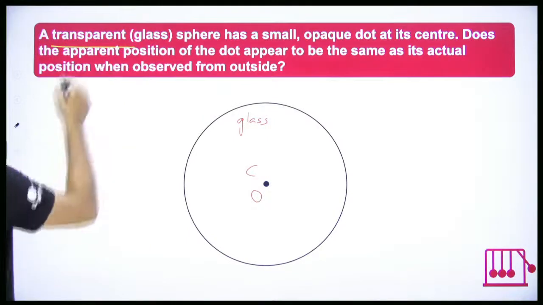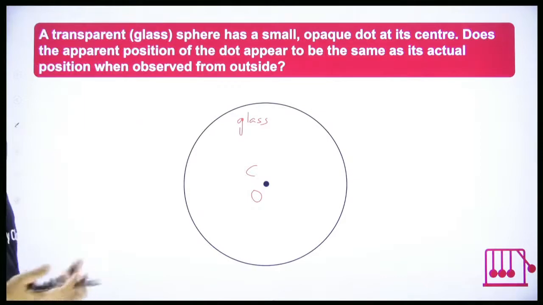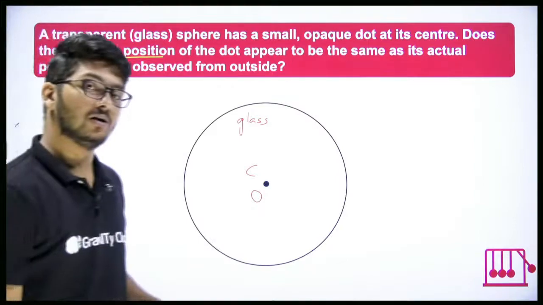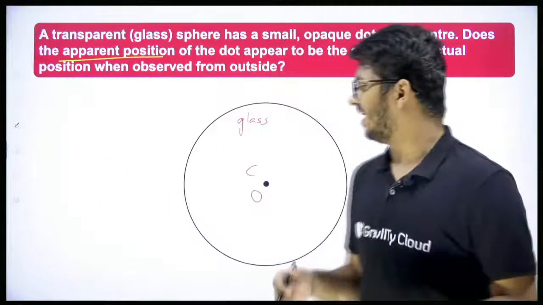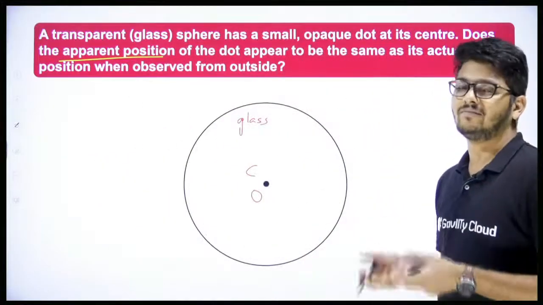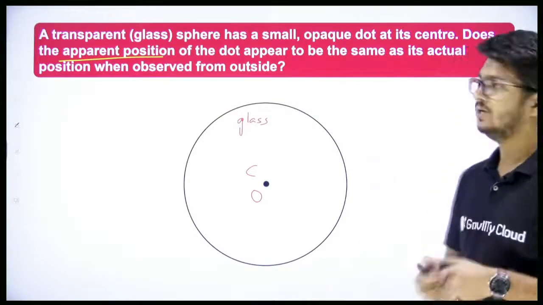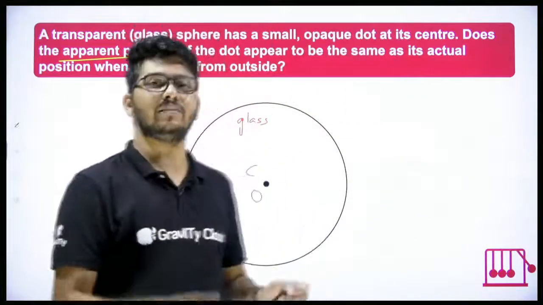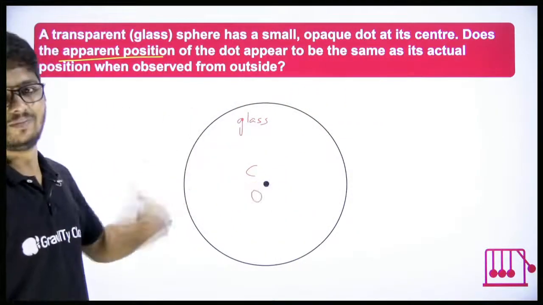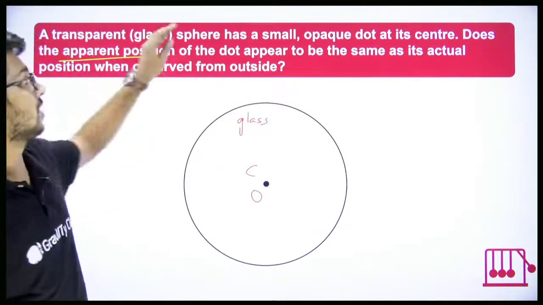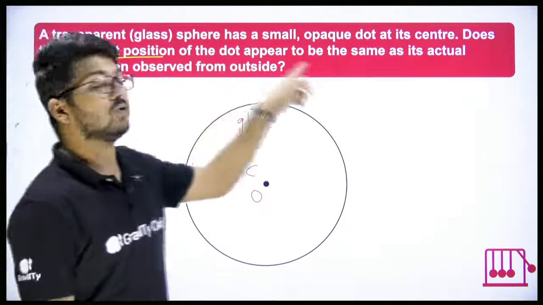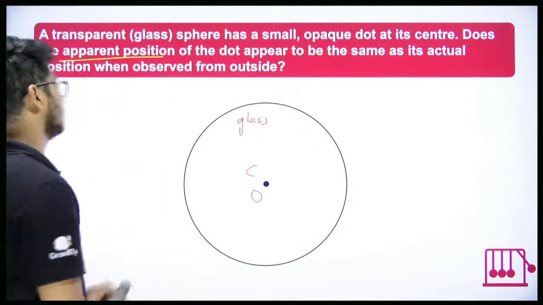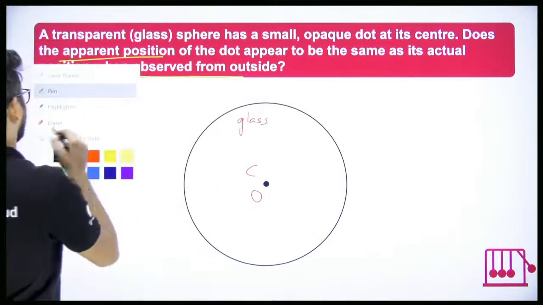Does the apparent position mean, for the observer, whatever the observer sees? So does the apparent position of the dot, that means if someone is looking at it from the outside, what will that someone see? That someone will see the image. So the apparent position of the dot will be nothing but the position of the image. The question means: does the position of the image appear to be the same as its actual position, that is the position of the object, when observed from outside? What do you think?